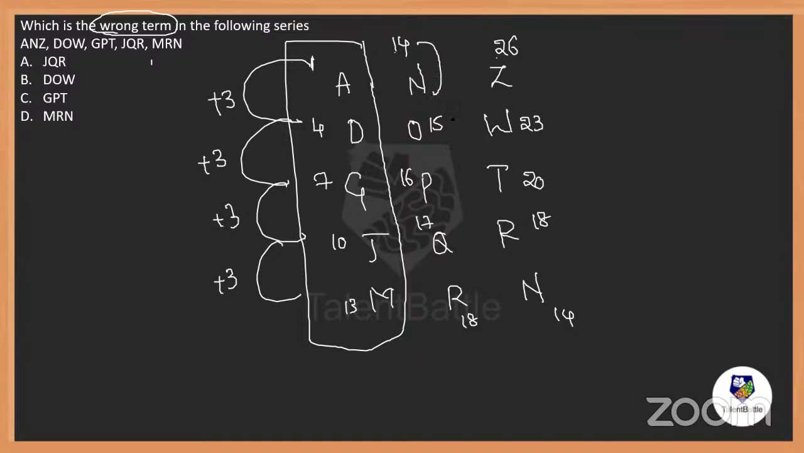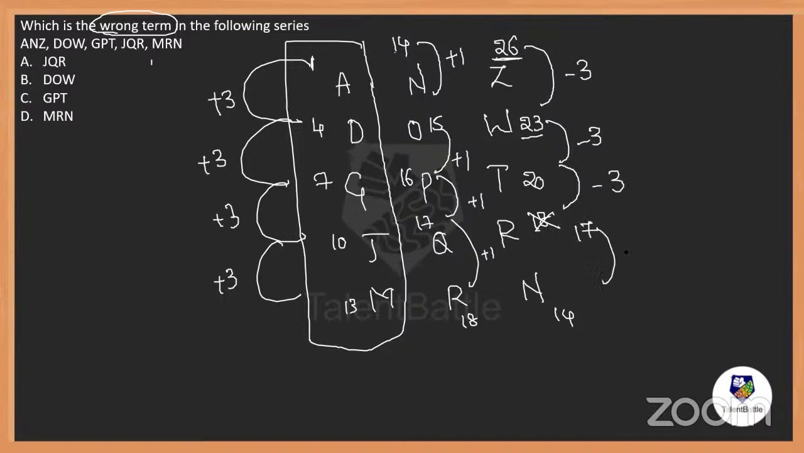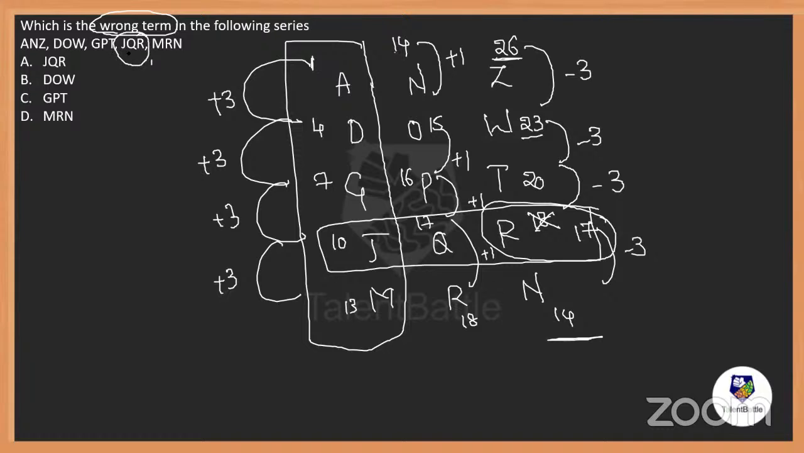Now let's look at this one: 14, 15, 16, 17, 18. It is just the next alphabets, or you can say plus 1. 14 plus 1 is 15, 15 plus 1 is 16, 16 plus 1 is 17, 17 plus 1 is 18. Now look at this one: 26, 23. 26 minus 3 is 23, 23 minus 3 is 20. But 20 minus 3 should be 17 here, and 17 minus 3 is 14. This is correct, so this is the wrong one. It is not 18, it is supposed to be 17. That means this is the wrong term. JQR is the wrong term. Option A is the correct answer.